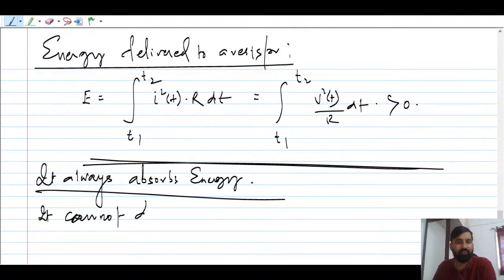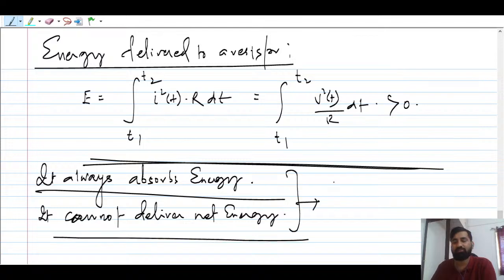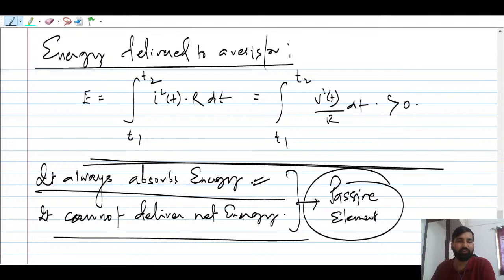It cannot deliver net energy. It always absorbs energy. So this is the property of a passive element, right? The passive element is there. So it will absorb the energy, you can say. Okay, this is important.